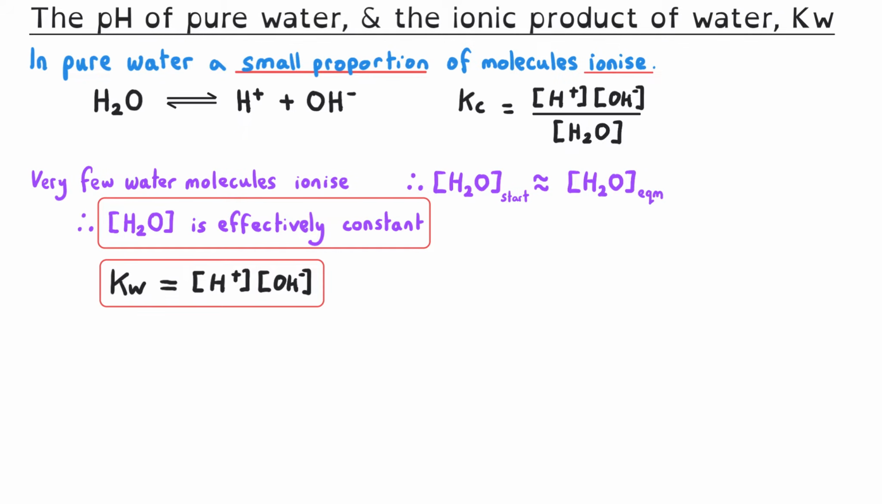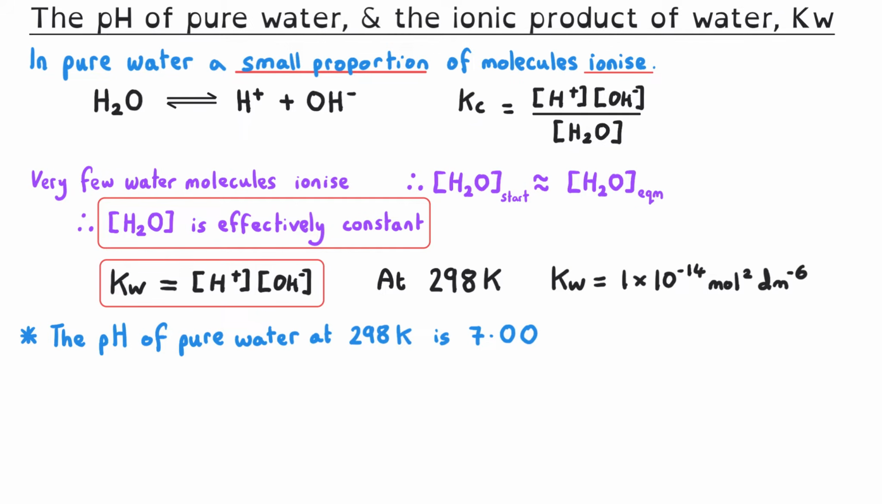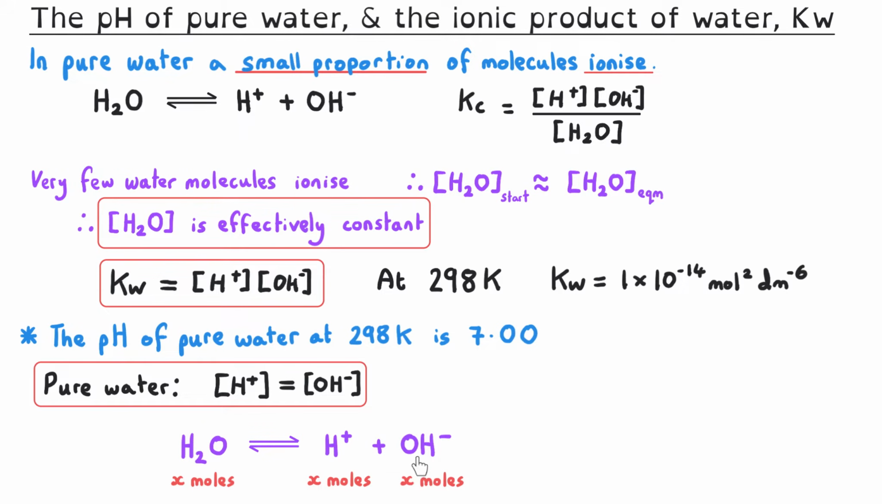At 298 Kelvin, the value for the ionic product of water is 1 times 10 to the minus 14 mol squared dm to the minus 6. You'll usually be given this value, but you'll probably do so many questions that you will end up remembering it. For pure water, we know that the pH is 7, and we can prove this by rearranging the Kw expression. If water is pure, that means that we've only got water present, so for every hydrogen ion that has been produced as a result of this dissociation, we will have a hydroxide ion as well. So those two concentrations are going to be the same.